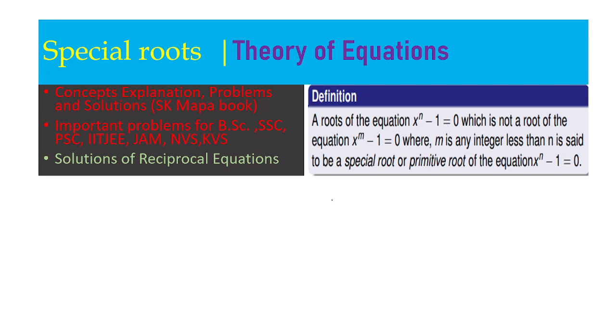Now we'll start the special roots of an equation x to the power n minus 1 equals 0. So here the definition is: the root of the equation x to the power n minus 1 equals 0, which is not a root of the equation x to the power m minus 1 equals 0, where m is any integer less than n, is said to be a special root or primitive root of the equation x to the power n minus 1.